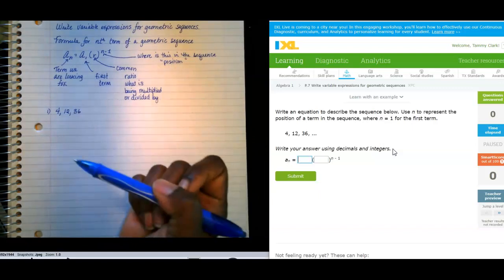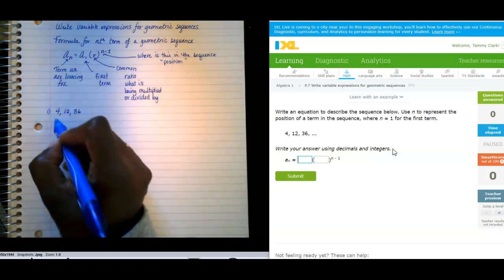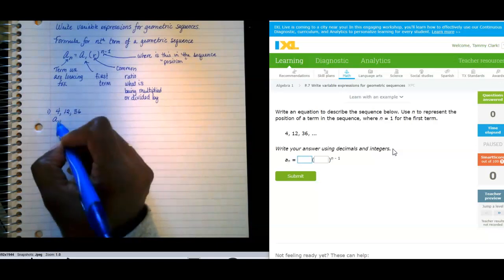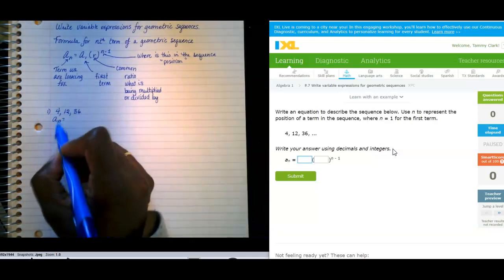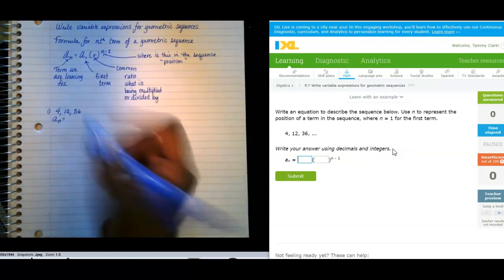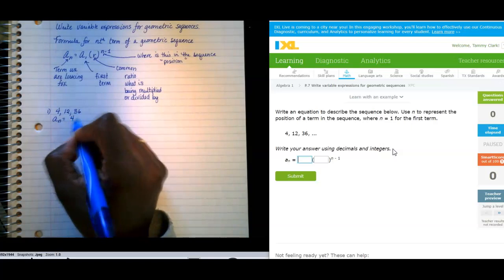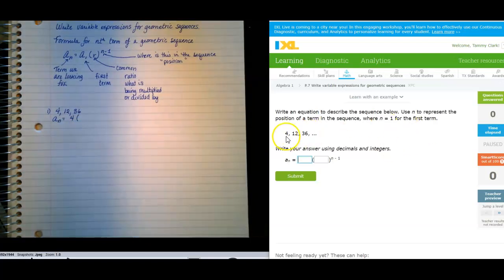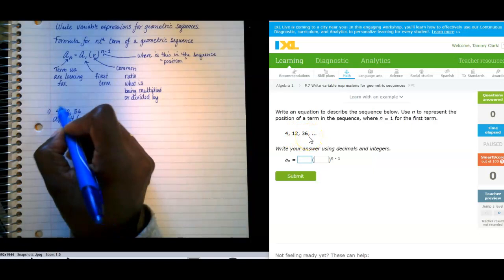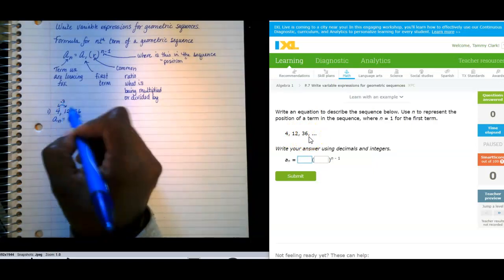So here we have a sub n. Well, we don't know what that is going to be yet because we don't have any term that they've asked us to look for. They just ask us to write an equation. So our first number is 4. Our common ratio, well, think about this. If I go from 4 to 12 and then 12 to 36, I could think of this as multiplying by 3.